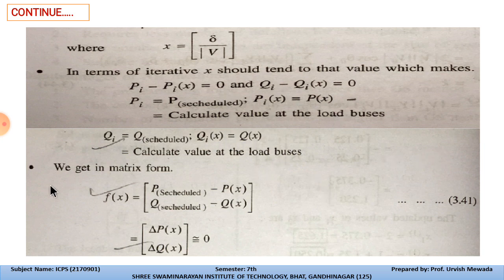So let us put this into matrix form. In matrix form, the function of x is equal to P scheduled minus Px and Q scheduled minus Qx. So this will be delta Px, meaning the change in the power, respective to the number of buses, and this is the change in the reactive power with respect to the number of buses. So x stands for the function for which we are performing the iteration, so this will become 0.